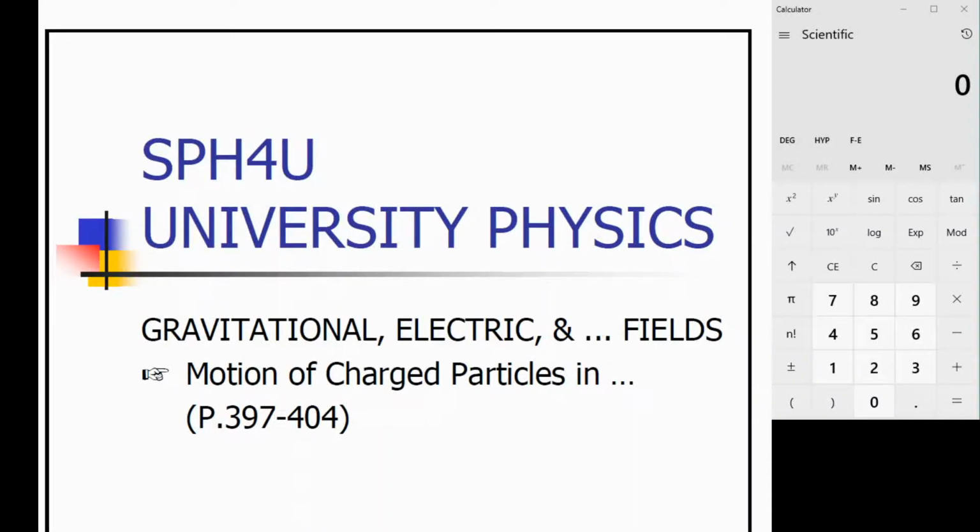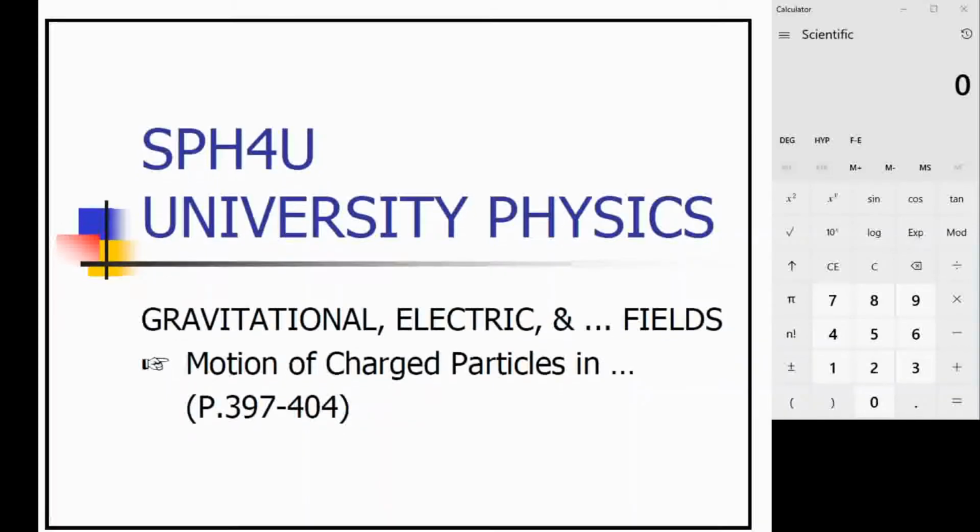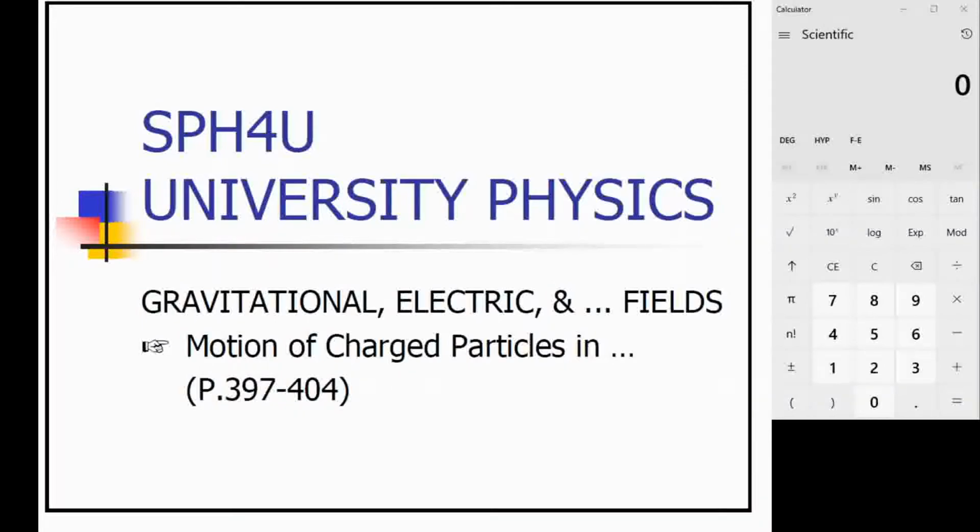So this is the last lecture in the electric, gravitational, and magnetic fields unit. It's on motion of charged particles in magnetic fields, and it's section 8.4 from your textbook. Basically, we looked at what happens when we have a moving charge in an electric field and the magnetic force on that charge.